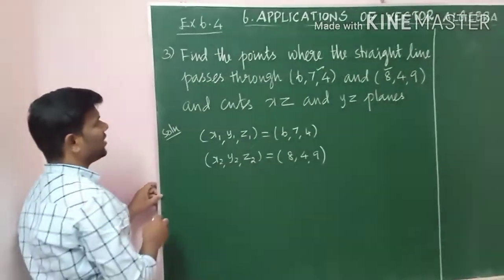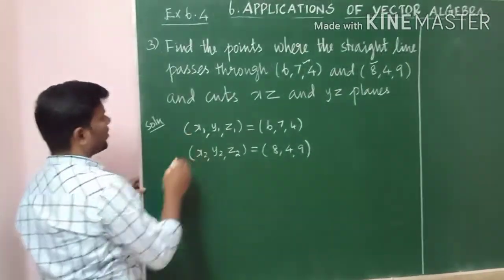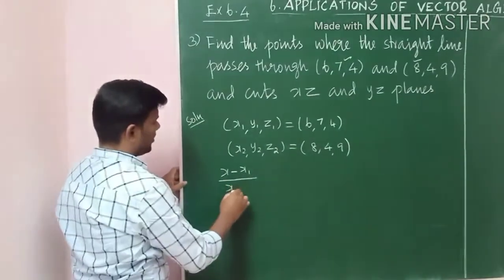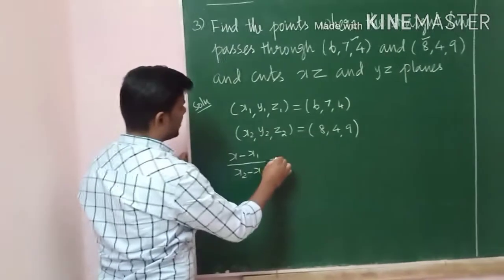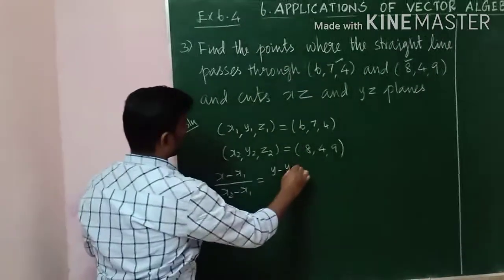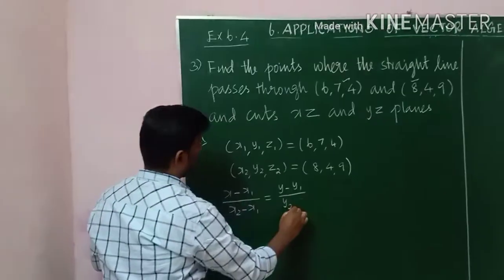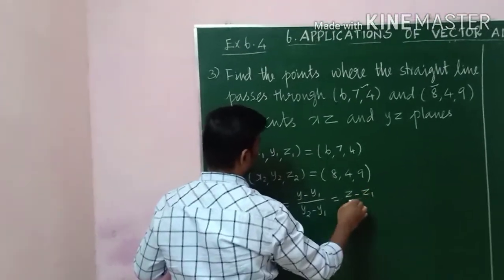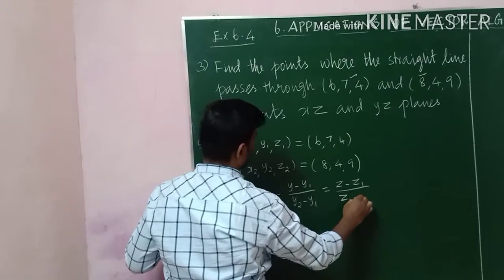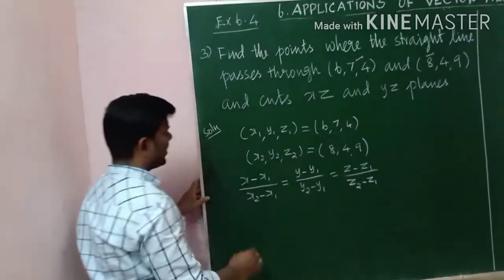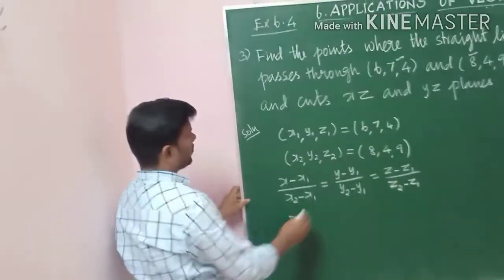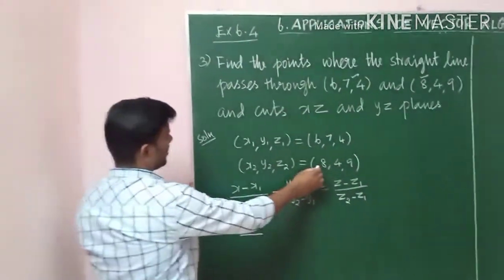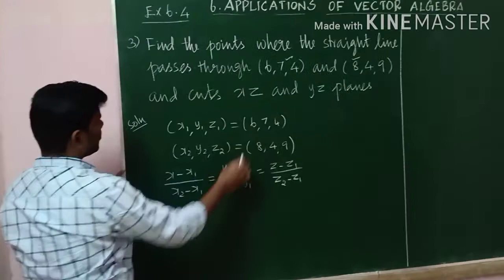When the straight line passes through 2 given points, what is the equation? (x - x1)/(x2 - x1) = (y - y1)/(y2 - y1) = (z - z1)/(z2 - z1). So apply that: (x - 6)/(x2 - x1), x2 is 8, x1 is 6.